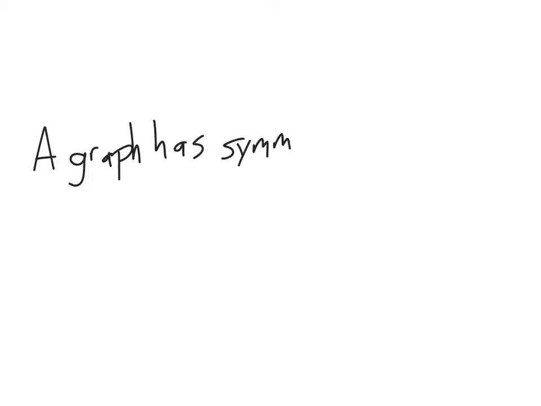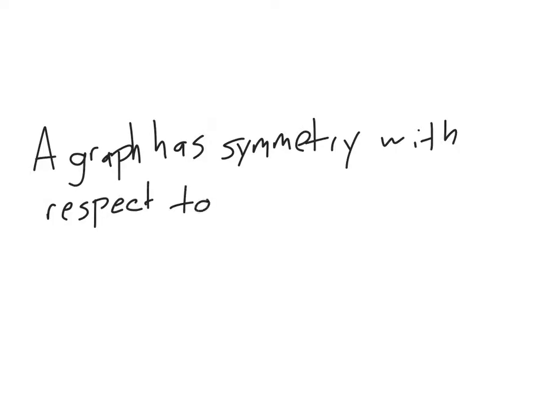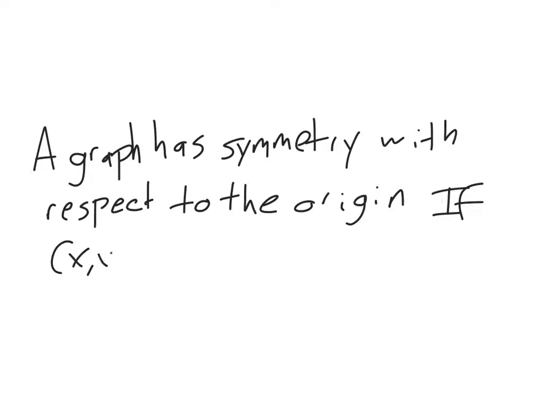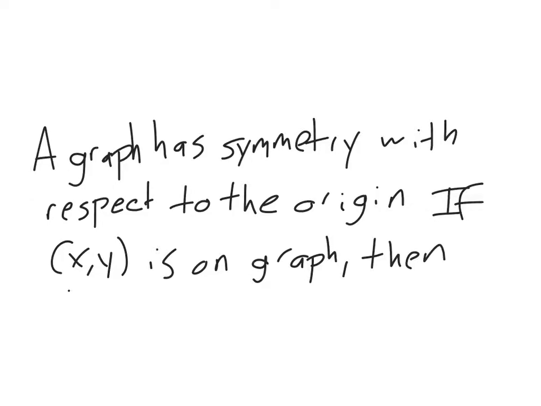And now our statement for symmetry with respect to the origin: a graph has symmetry with respect to the origin if the point (x, y) is on my graph, then the point (negative x, negative y) is also on the graph.